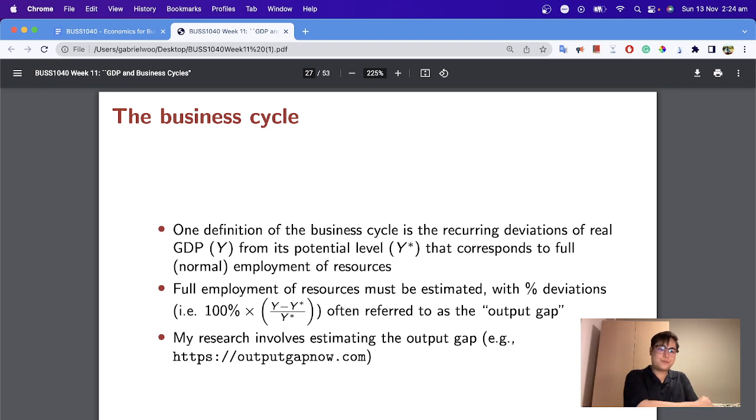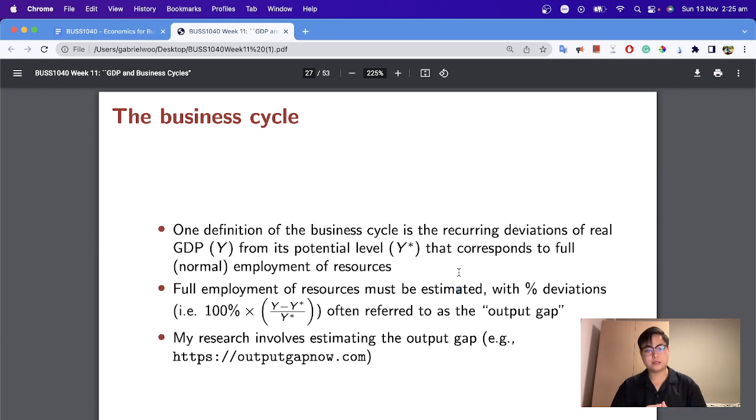Real GDP could be growing steadily over time, or it could be pretty flat over time. However, real economic activity within a country could fluctuate by huge levels, because of stability, because of confidence, because of external factors like COVID, because of wars and whatnot. Real GDP or real economic activity is given by Y, and the potential level is given by Y star. This corresponds to full normal employment of resources.